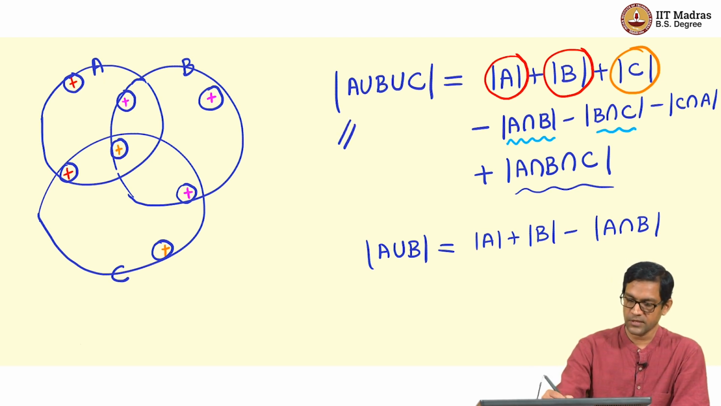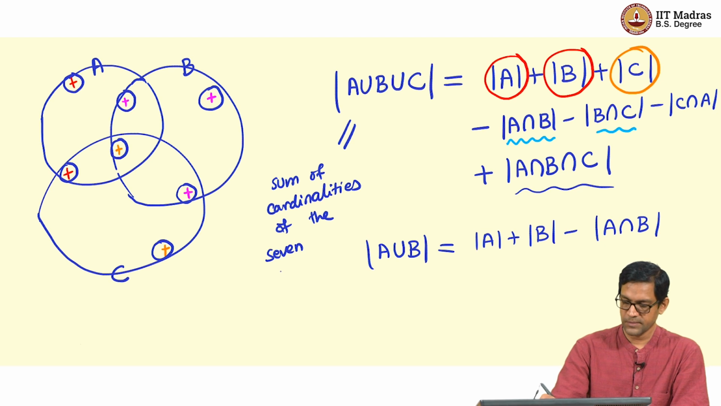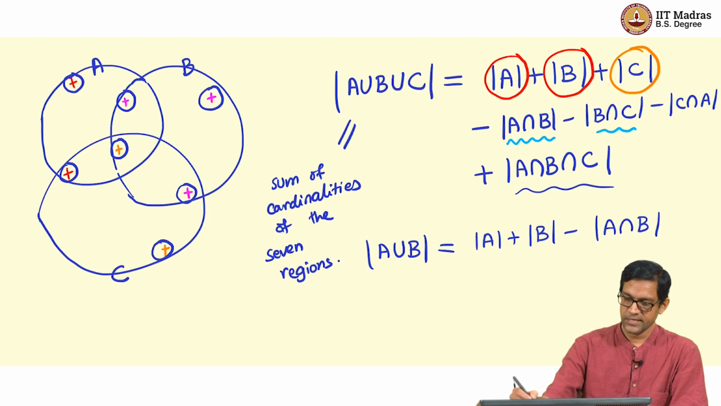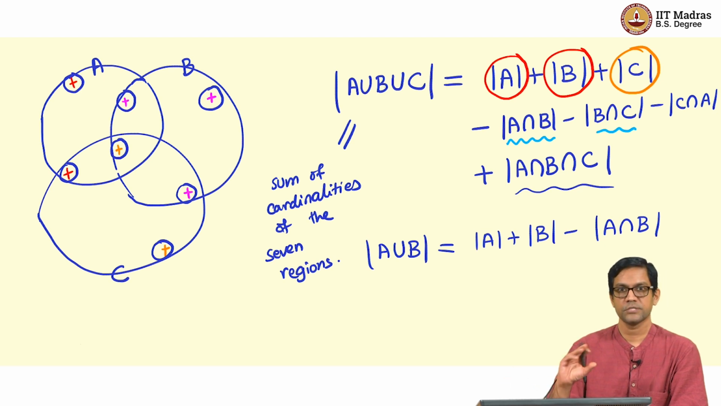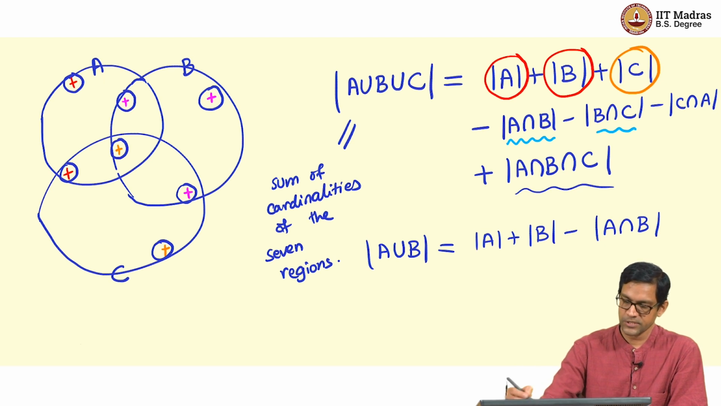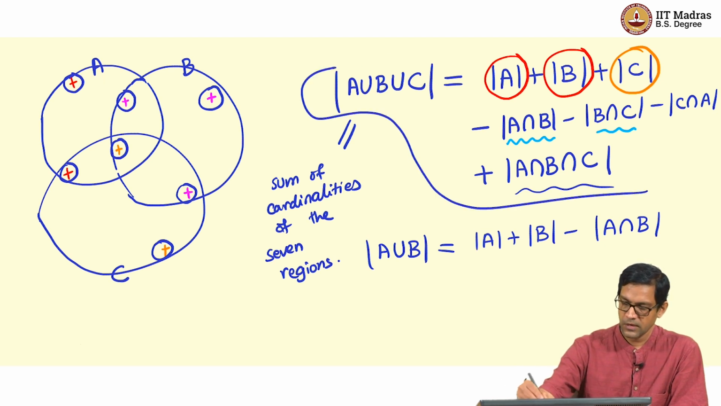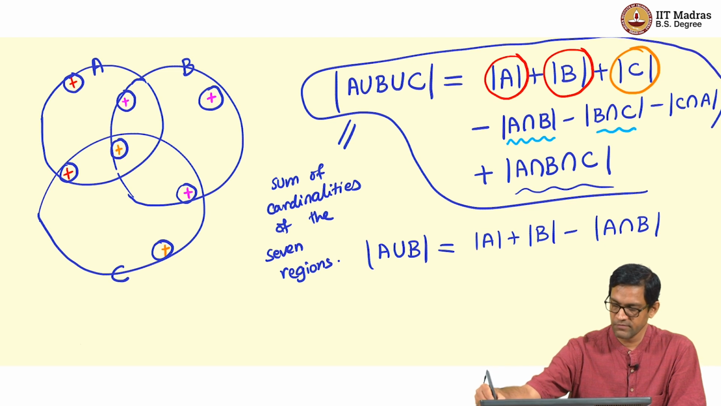So, this is nothing but the sum of cardinalities of the 7 subsets or 7 regions. Okay, and that is exactly what the right hand side is counting, even though it is doing it by complicated sums of pluses and minuses. Okay, now that's the inclusion exclusion principle with 3 subsets. Now before we look at the more general version, let us do an example.